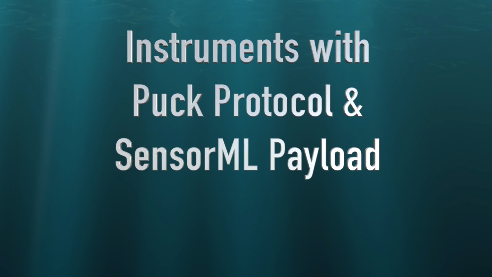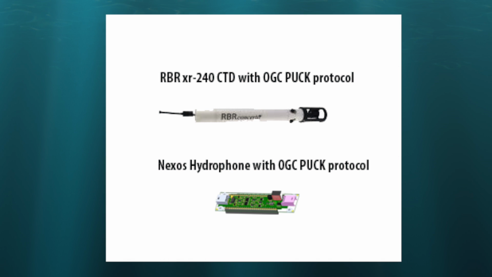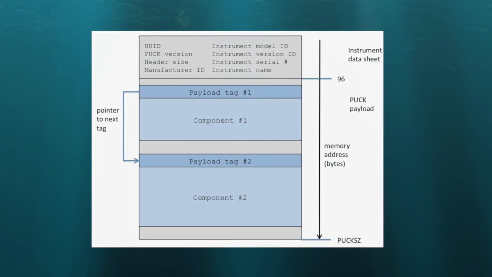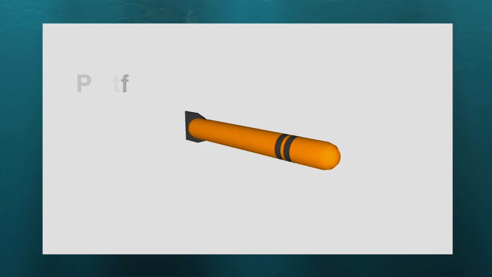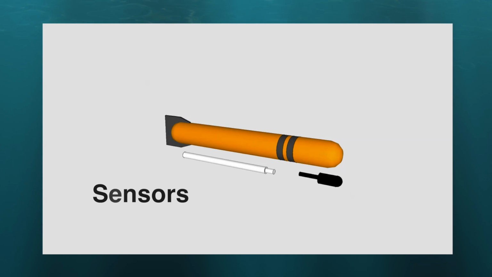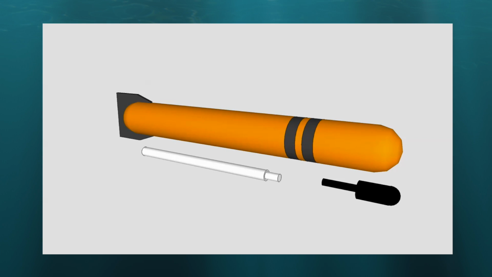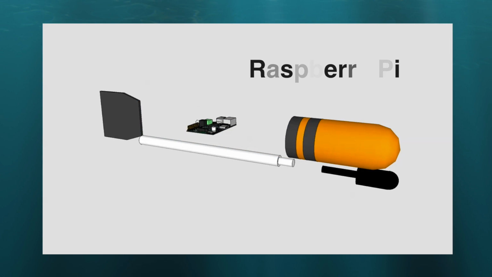We demonstrate the system with two instruments, the RBR-CTD and a Nexos hydrophone, both of which implement the OGC PUC protocol and contain appropriate SensorML in their PUC payloads. In this demo, the two instruments are physically connected to the Raspberry Pi using RS-232 serial ports. The platform software detects each instrument and extracts its SensorML metadata.